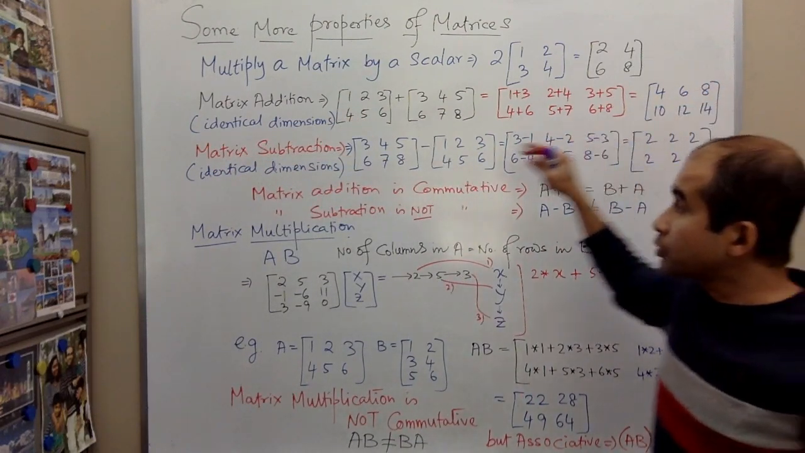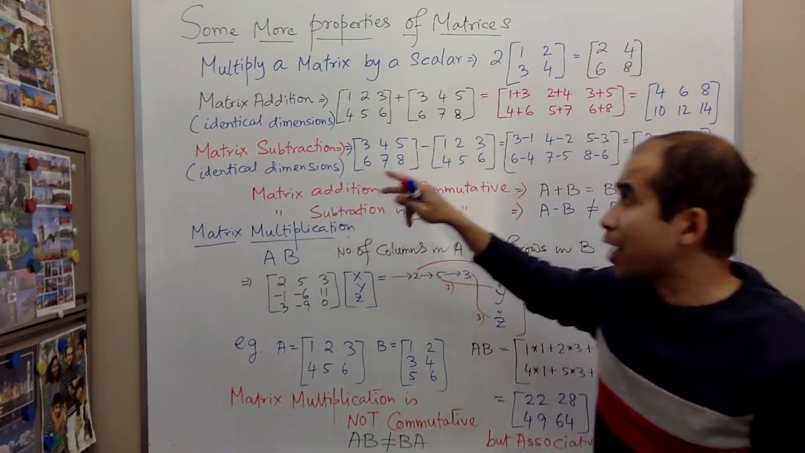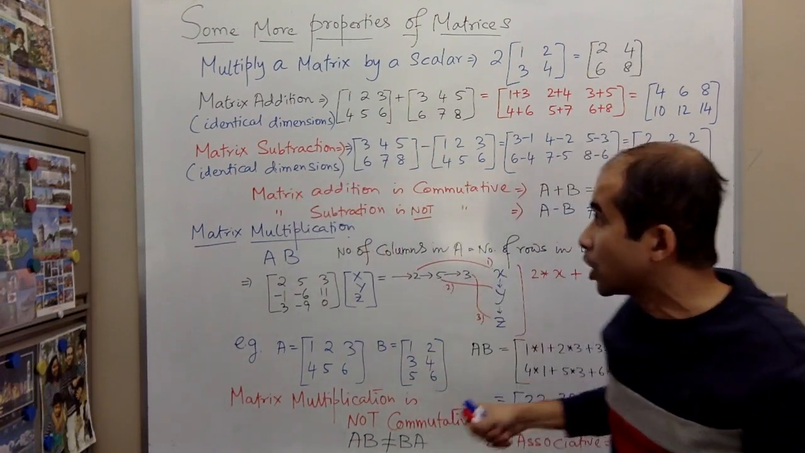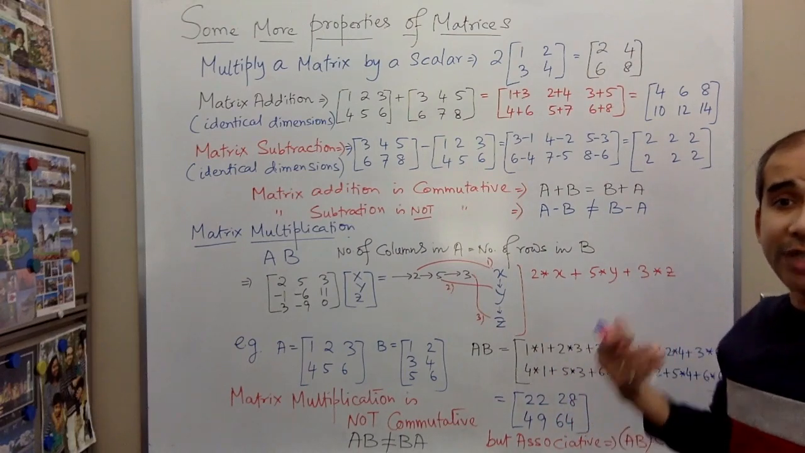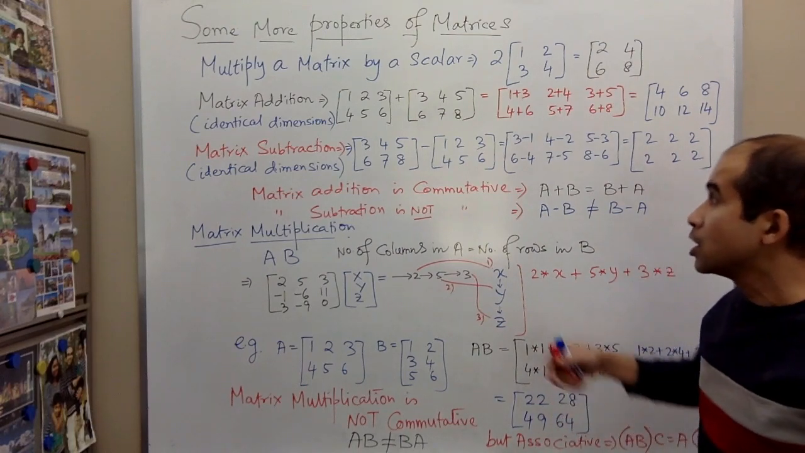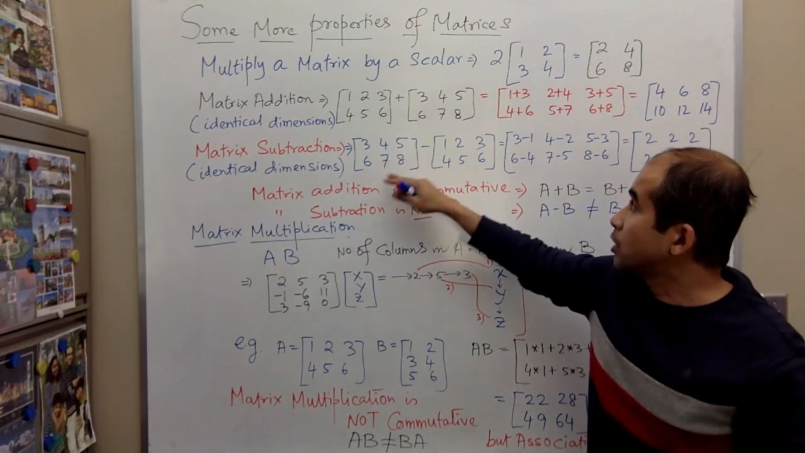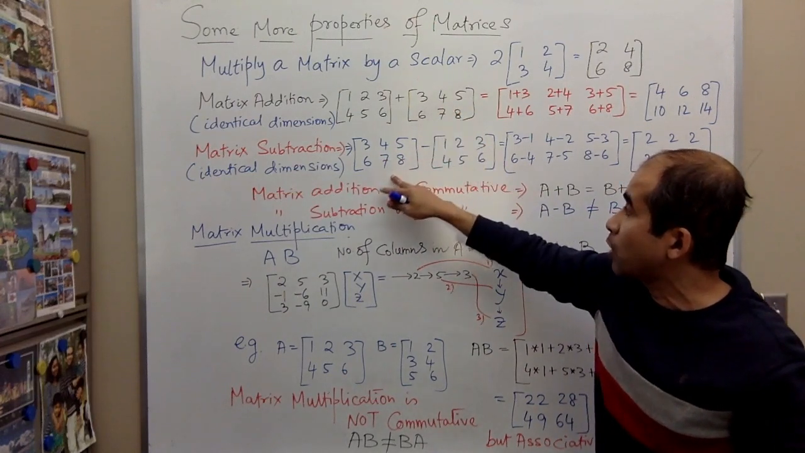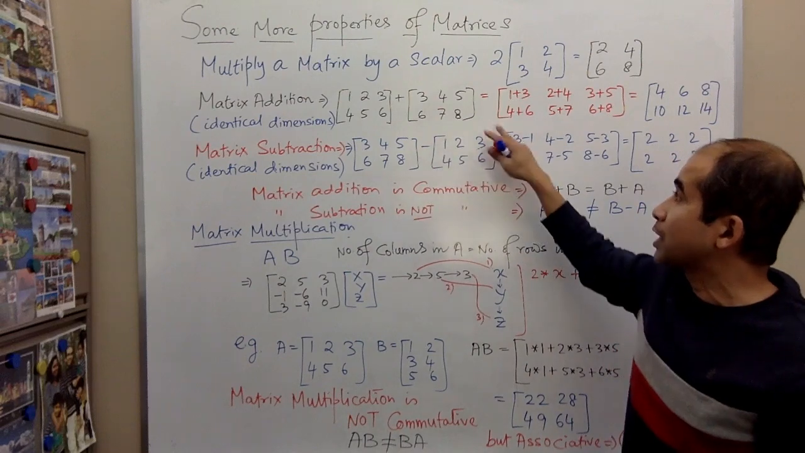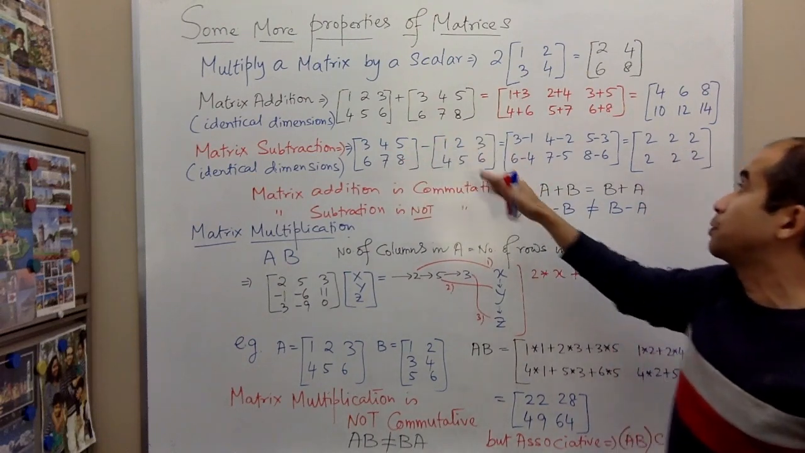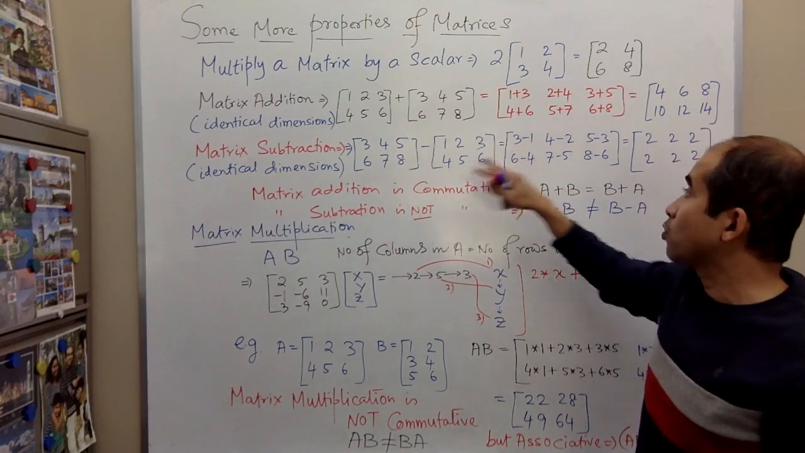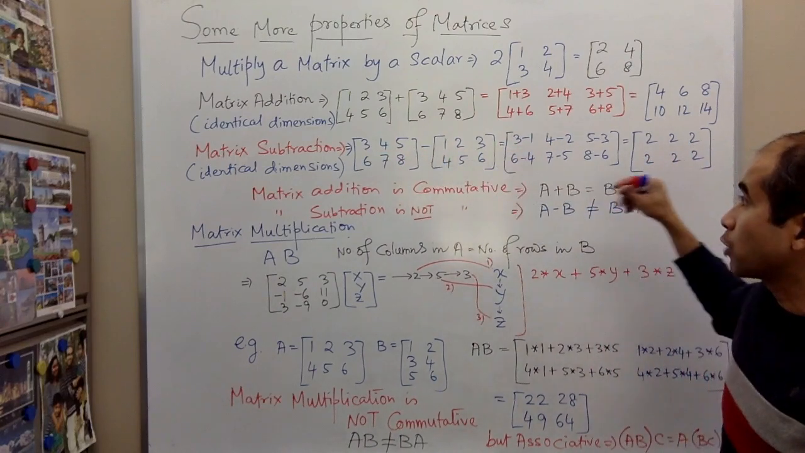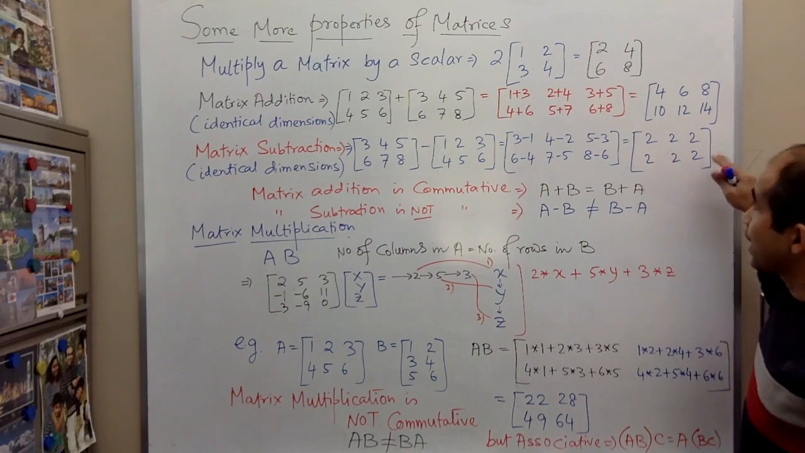Now you see matrix subtraction, which is very similar to matrix addition, and it also requires identical dimensions. That means the same number of rows and the same number of columns in both matrices. In this case we have taken this one as A and this one as B, and when we compute A minus B, the corresponding elements, 3 minus 1, 4 minus 2, are subtracted to create this matrix.